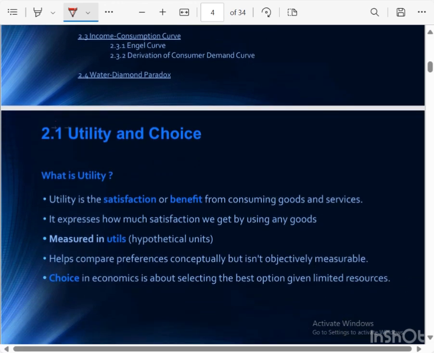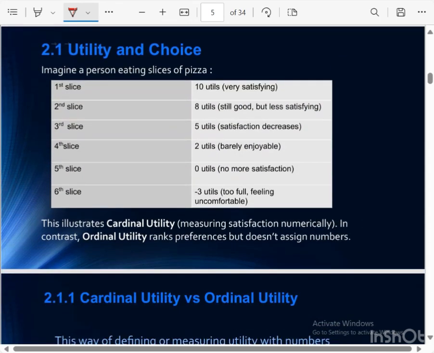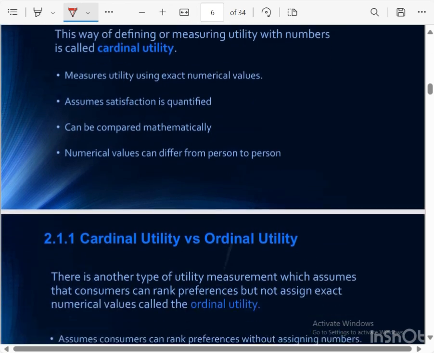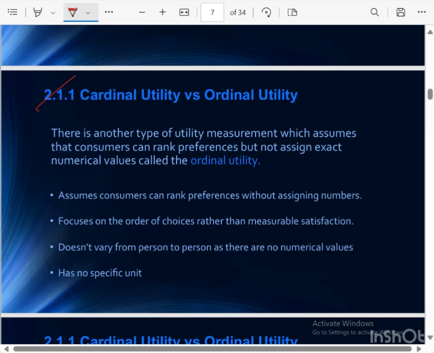First of all, it's utility and choice. So what is utility? Utility means satisfaction or benefit from consuming goods or services. There are two types of utility: cardinal utility and ordinal utility. Cardinal utility means measurable in numbers, and ordinal utility means preferences ranked without exact numbers. This is the difference between cardinal utility and ordinal utility.